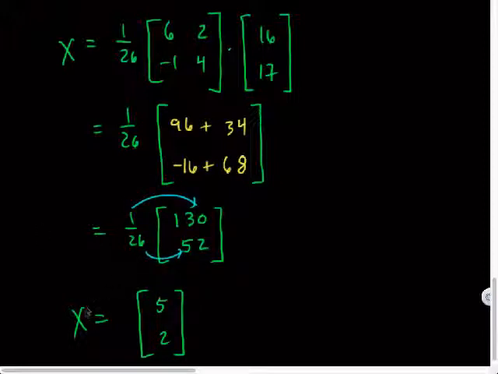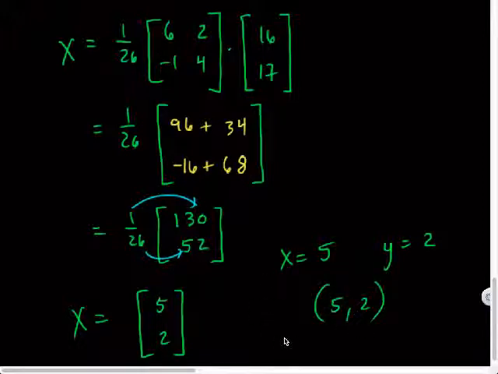So if matrix X is 5, 2, what does little x equal? And little y equal? Little x is the 5, little y is the 2, and if you wanted, you could write that as an ordered pair as well. Little guy, huh? All right.